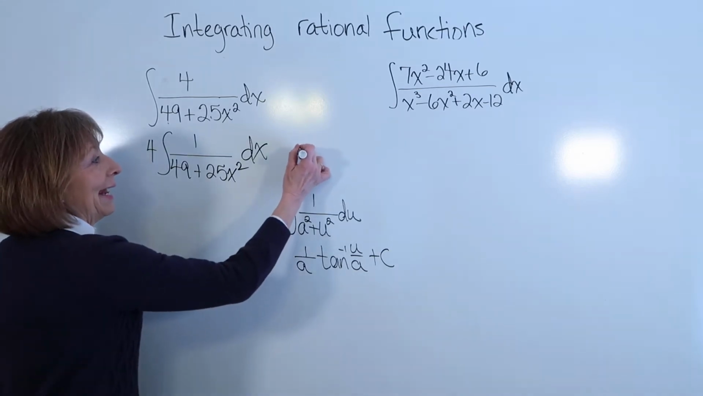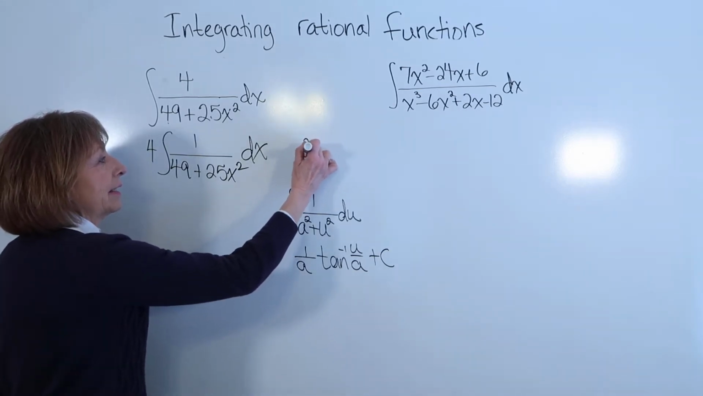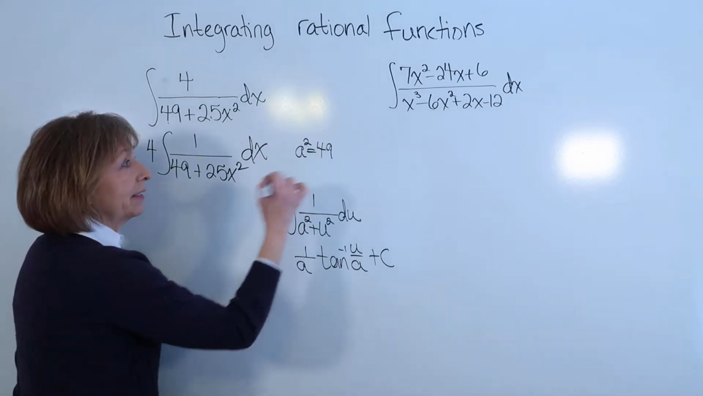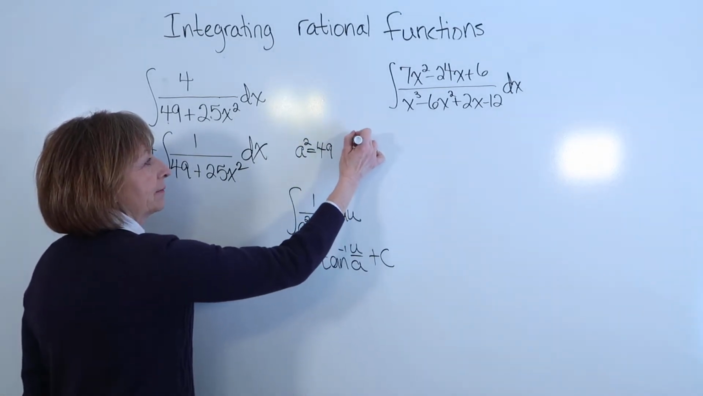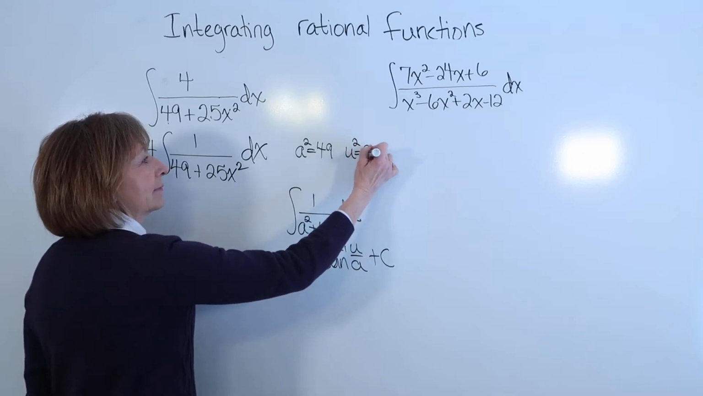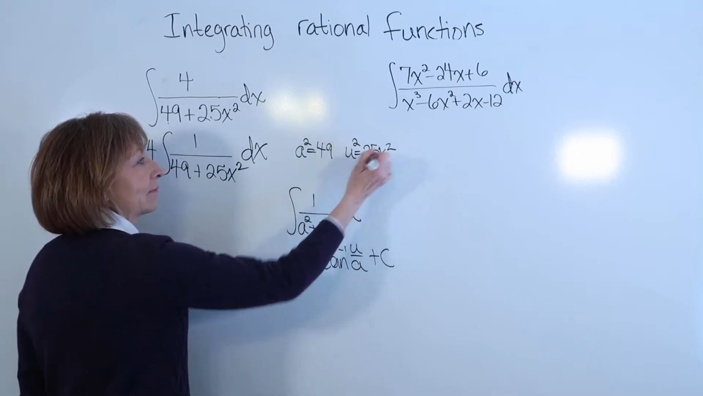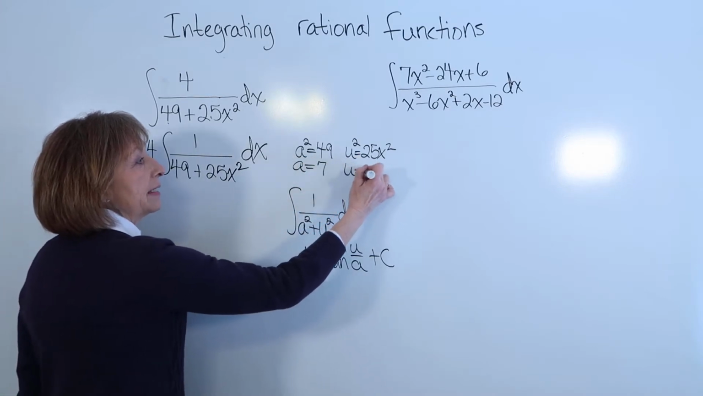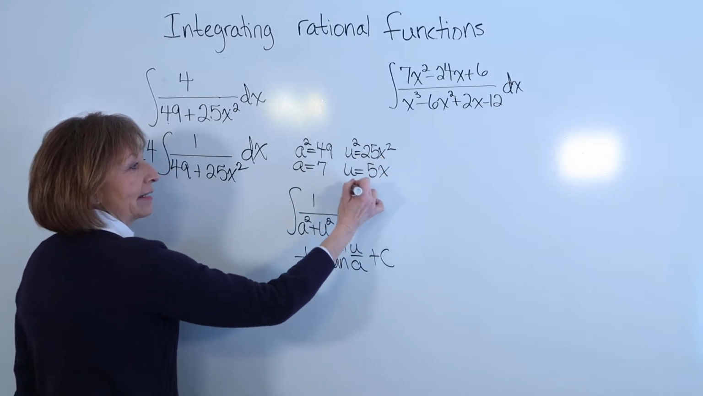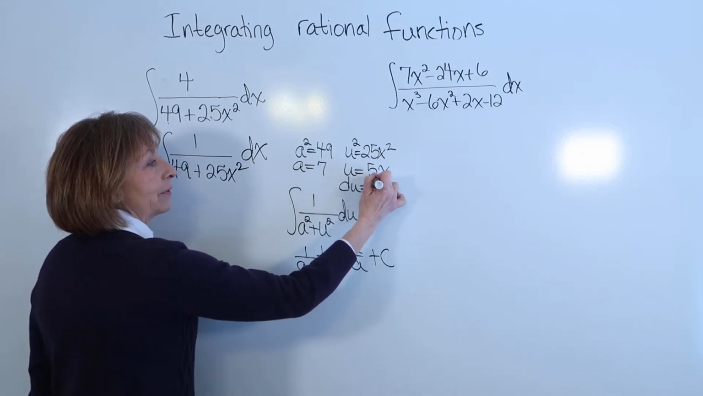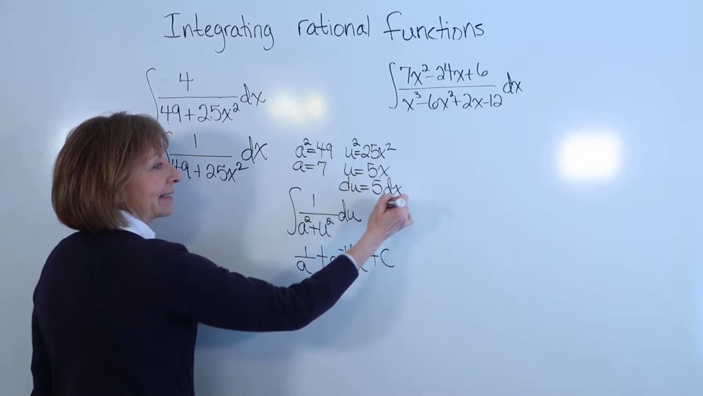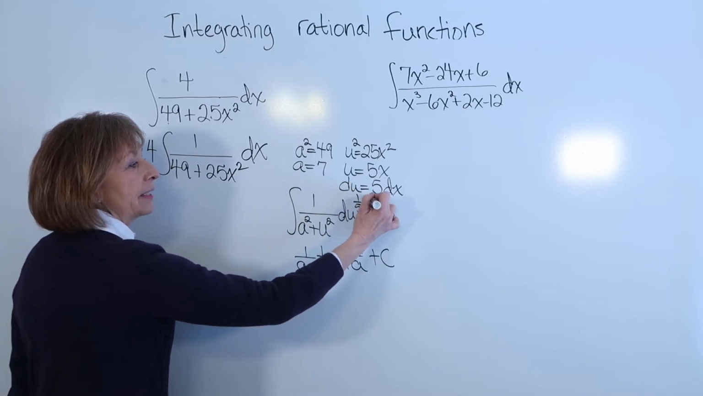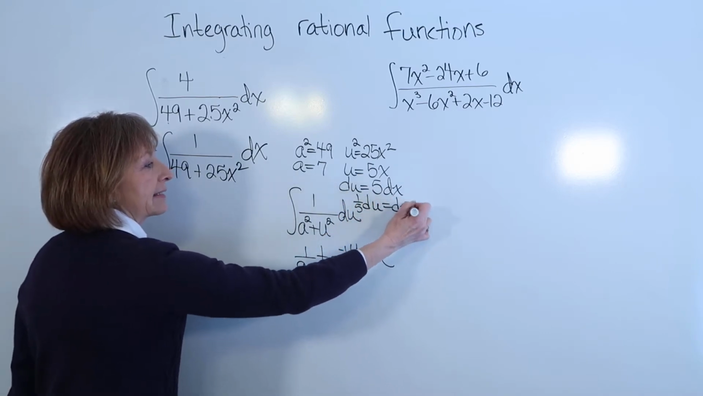So then my a squared is equal to 49. My u squared is 25x squared. That means a is 7 and u is equal to 5x. So du is equal to 5dx. And that gives me then that 1/5 du is the replacement for dx.